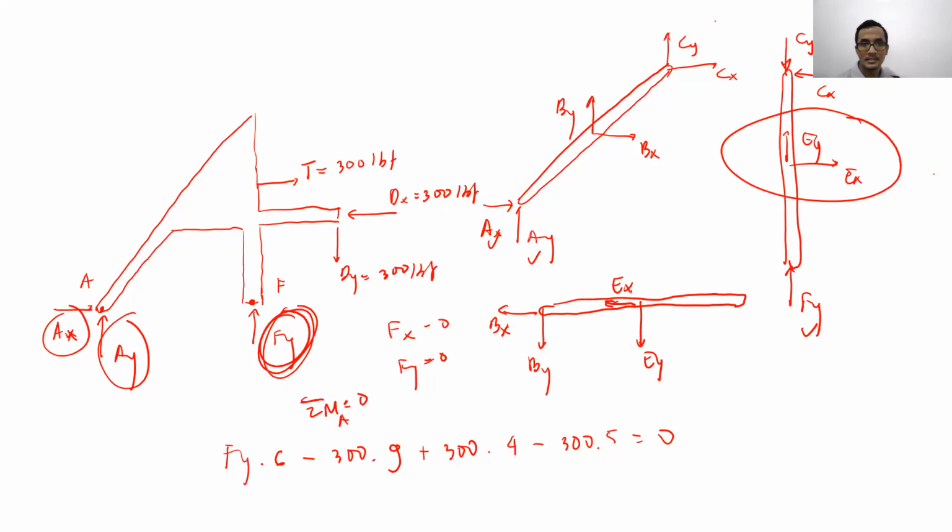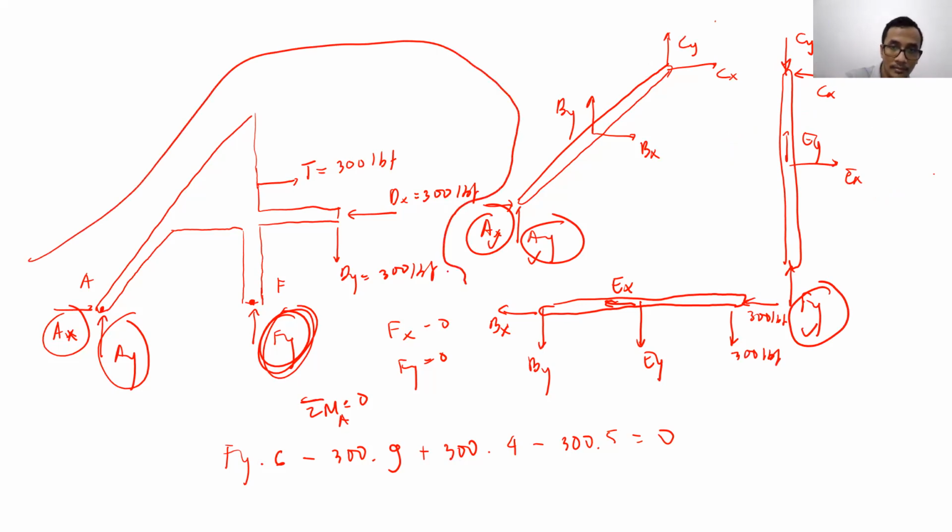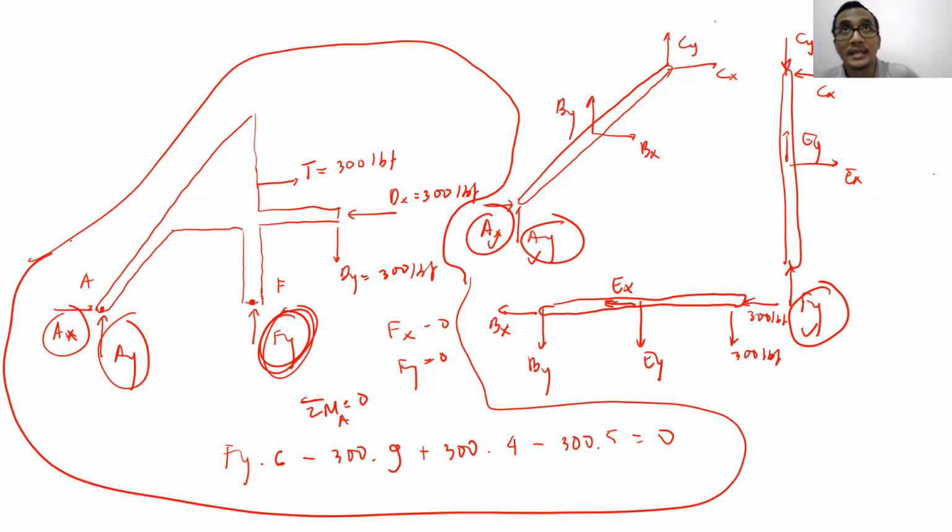Then at T, we can just use Dx, Dy. Each of those is 300 Newton, from the one that is already known, in lbf. But remember, from all of these free body diagrams, this one, and this one, all of those three are already known from the first free body diagram. From the first free body diagram, we already know the value of Ax, Ay, and Fy.